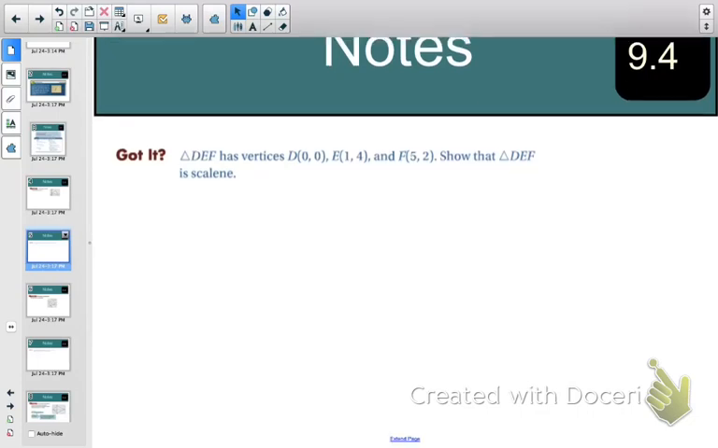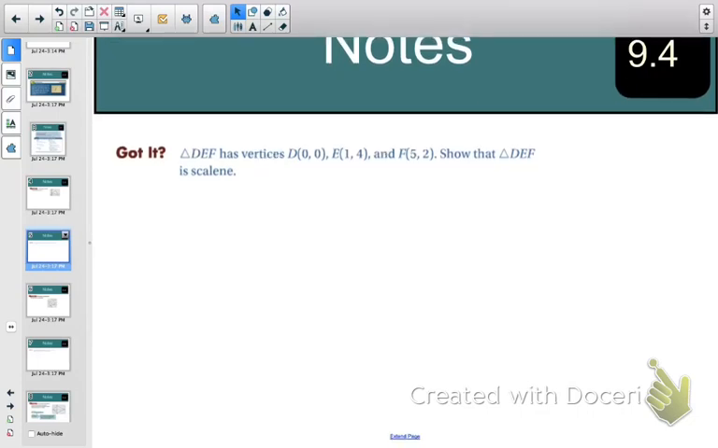Okay, this one it wants you to show that the triangle is scalene. Scalene means all three sides are not the same, so none of the sides are the same. So you can use a distance formula to show that, so I'm going to let you try that. So find the distance between each of those points, and I will do it myself. So pause this in 3, 2, 1, pause.